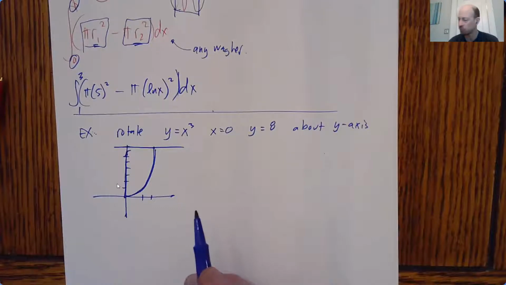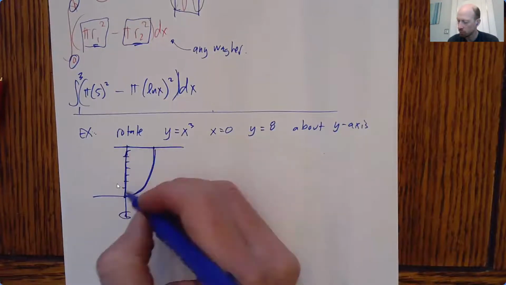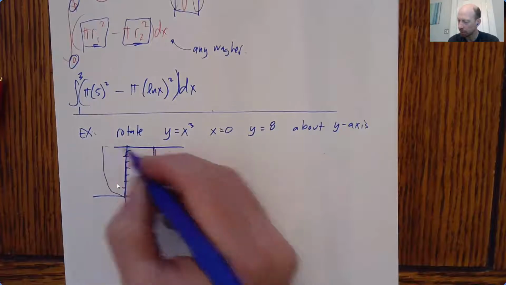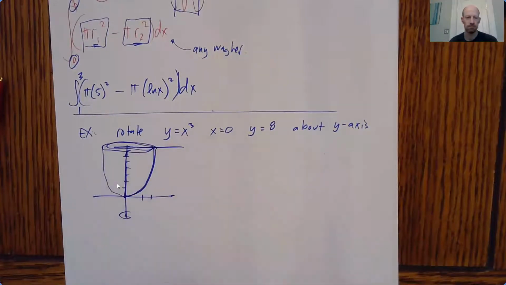And we're rotating this one about the y-axis. So what I get then is this shape. Like a, I don't know, a solid bowl, right? A bowl with no hole in the middle, or a cup.